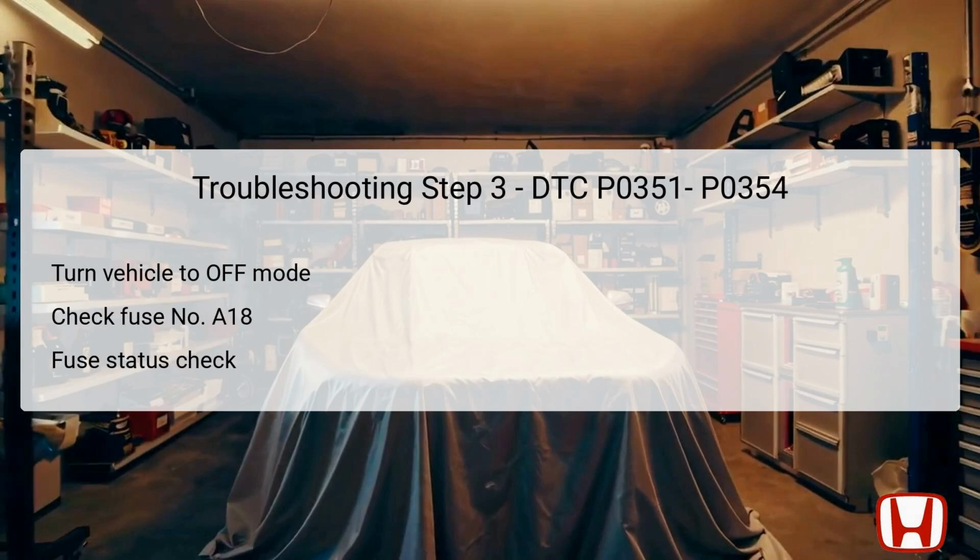In Step 3, ensure the vehicle is turned off for safety. Focus on checking fuse number A18, which supplies power to the ignition coils. With the ignition off, inspect the fuse for any signs of damage or burnout. A blown fuse can prevent the ignition coils from receiving necessary power, leading to the diagnosis of misfires or ignition failures. If the fuse appears intact, progress to the next step.